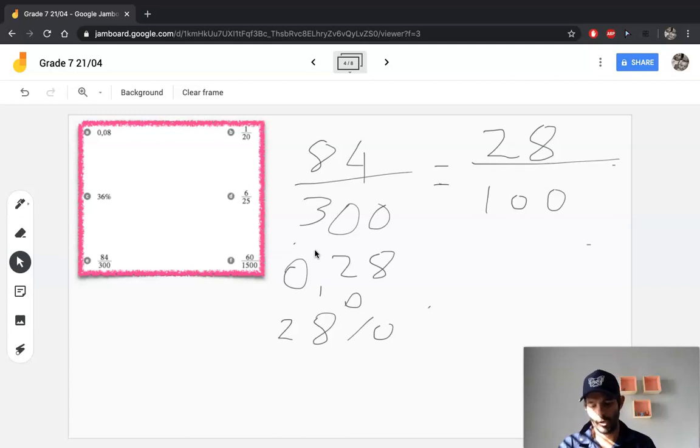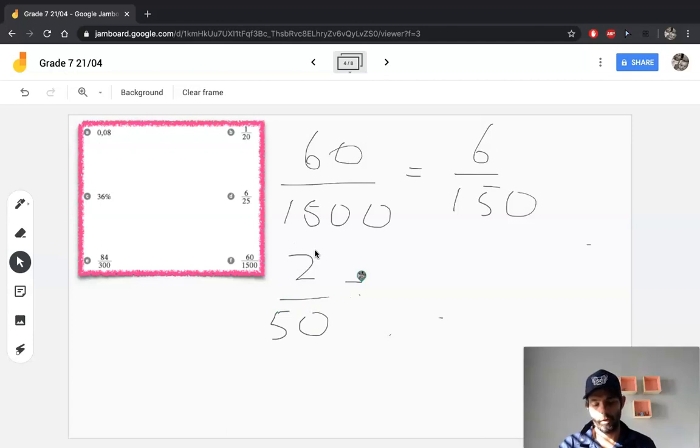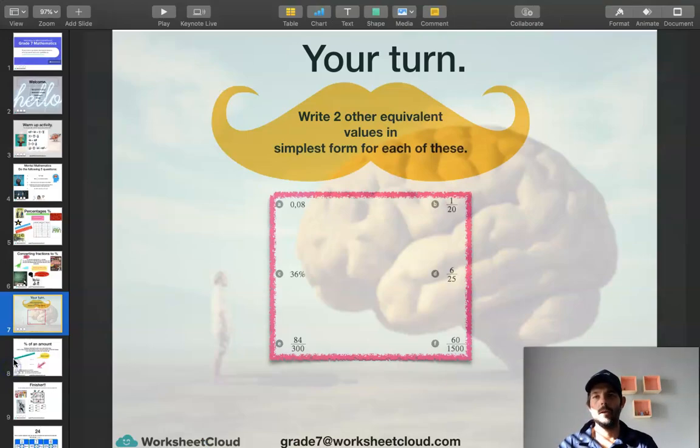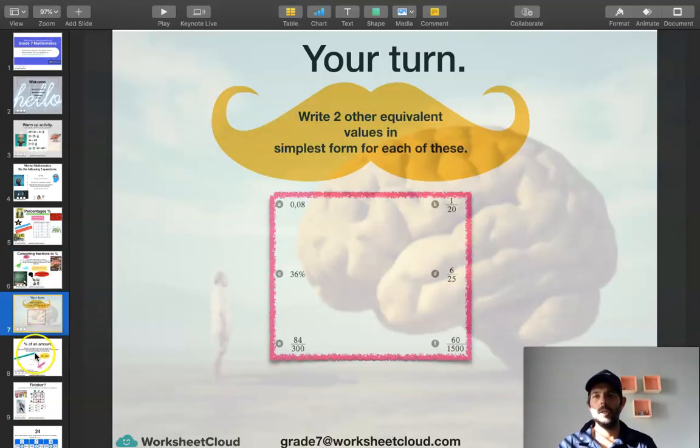Okay, and then your final one, which is 60 over 1,500. Okay, so here you can simplify this fraction, right? I divide by 10 first, and that gives me 6 over 150. I would then divide by 3, and that gives me 2 over 50. Okay, then I would just convert that to a fraction out of 100, and that would give me 0.04 or 4%. Okay, so work with the numbers so that you can get it to a denominator out of 100, but you've got your plan B where, as the skull is telling you, if you can't convert, then multiply by 100 over 1. Okay, so well done for doing those, guys.